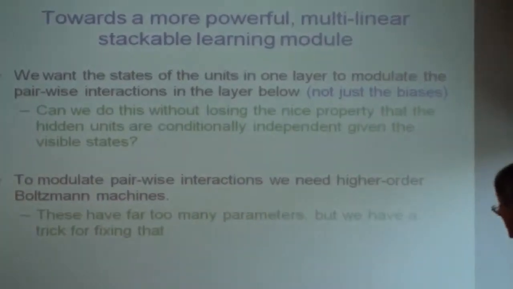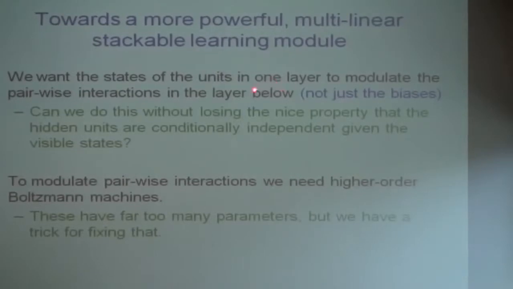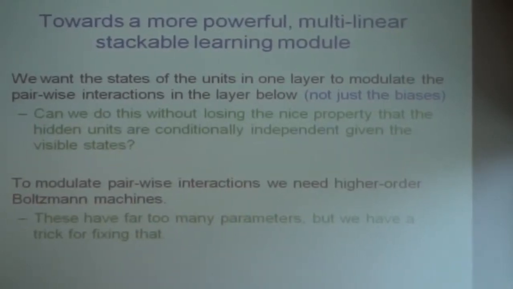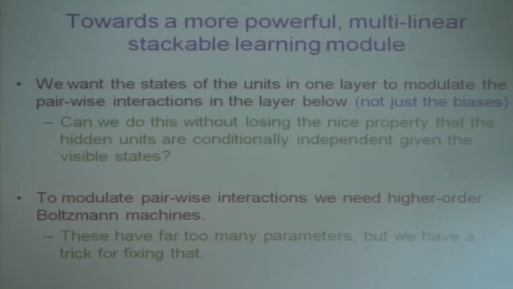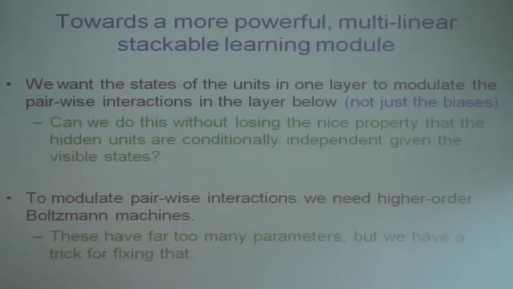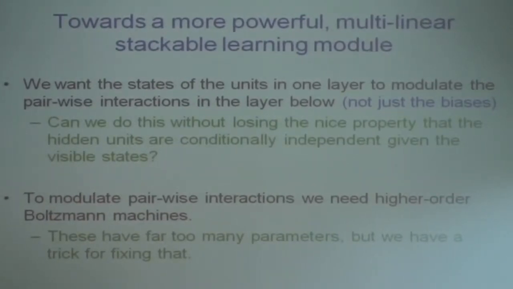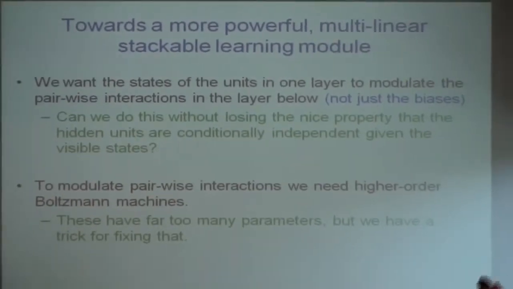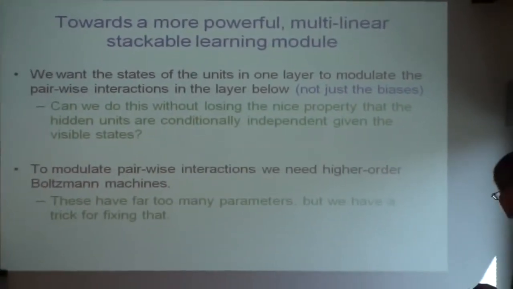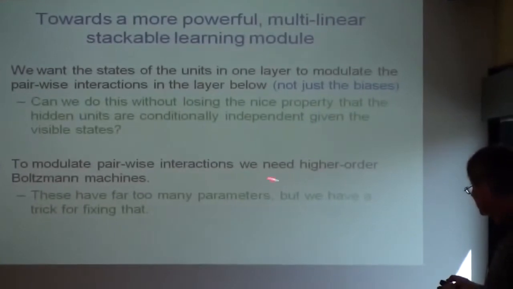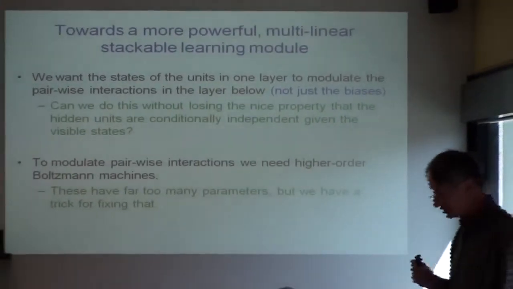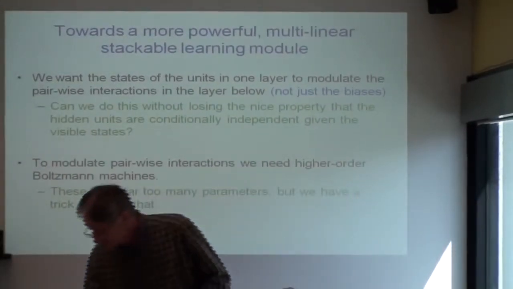So we're going to aim to get units in one layer to say how units in the layer below should laterally interact when you're generating. It's going to turn out you don't need to worry about those little lateral interactions when you're recognizing, but when you're generating, you do. To do that, we're going to need things called third-order Boltzmann machines, which have three-way interactions.